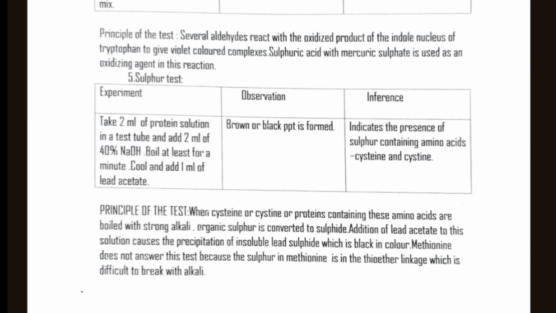Coming to the sulfur test, albumin is positive, casein is negative. 2 ml of protein solution is taken in the test tube. 2 ml of 40% NaOH is added. You boil it and then cool, add 1 ml of lead acetate. So a brown or black precipitate is formed, which indicates the presence of the sulfur containing amino acids cysteine and cystine.